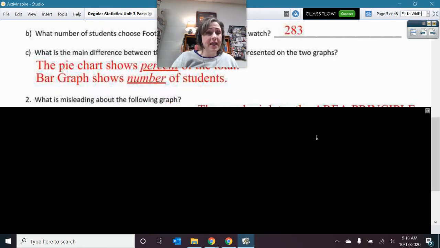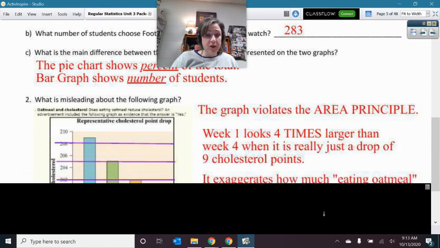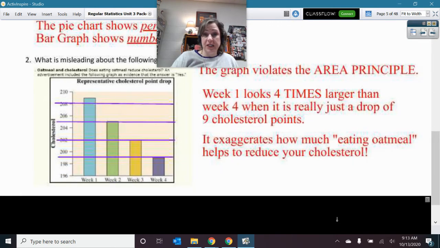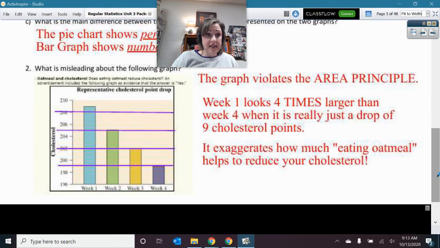Now, what's misleading about this following graph? Well, for one, it violates the area principle. This is about oatmeal reducing cholesterol. Does eating oatmeal reduce cholesterol? Look here. To me, I'm like, holy moly, this is working incredibly well because I dropped my cholesterol like a fourth as much in 4 weeks. But that is not the case.